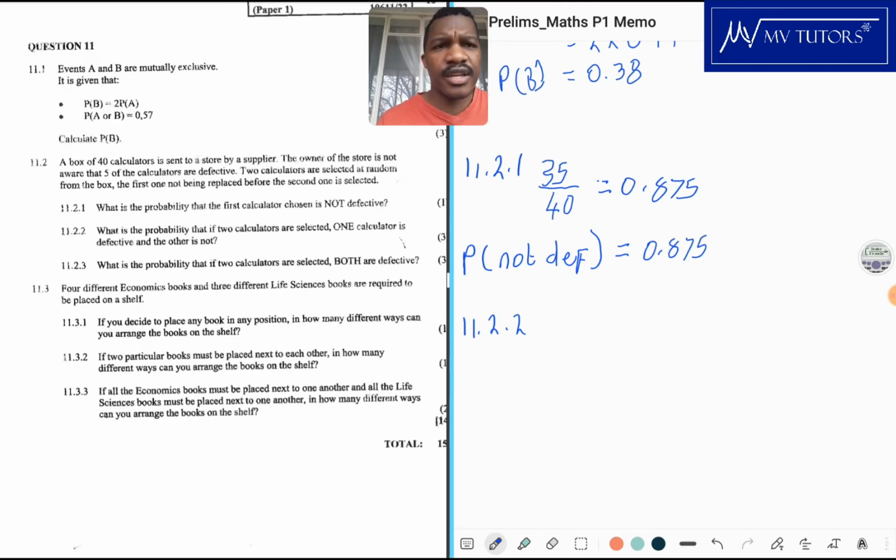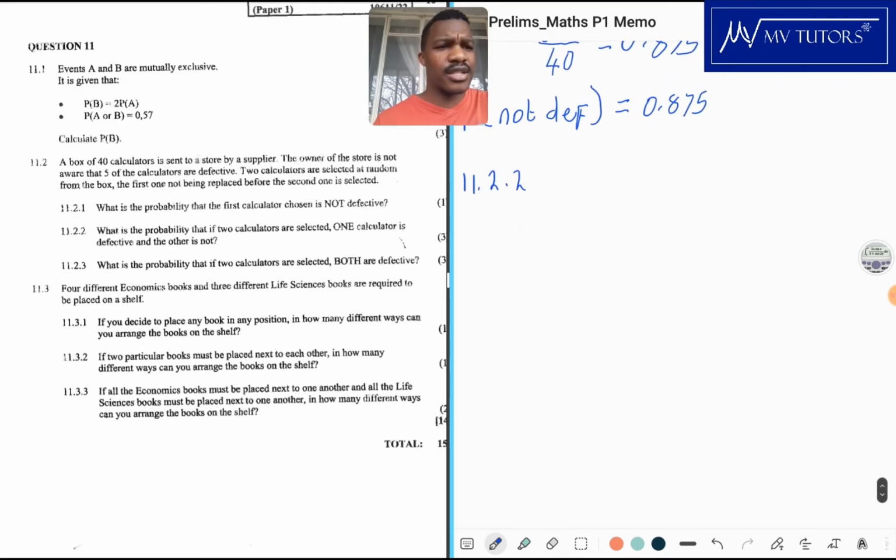What is the probability that if 2 calculators are selected, one calculator is defective and the other is not? Okay, this one is going to require a tree, because either you pick a defective one first and then secondly not defective, or you can pick one that's not defective first and then pick one that is defective. But let's make use of a tree diagram. So it's either not defective, and the probability of not defective, remember, the first time is going to be 35 over 40.